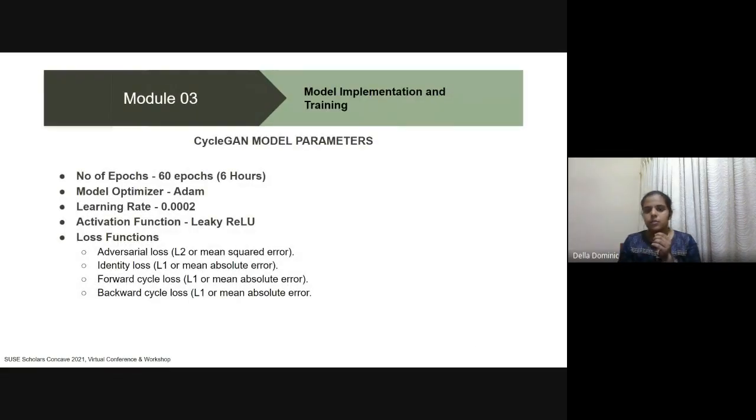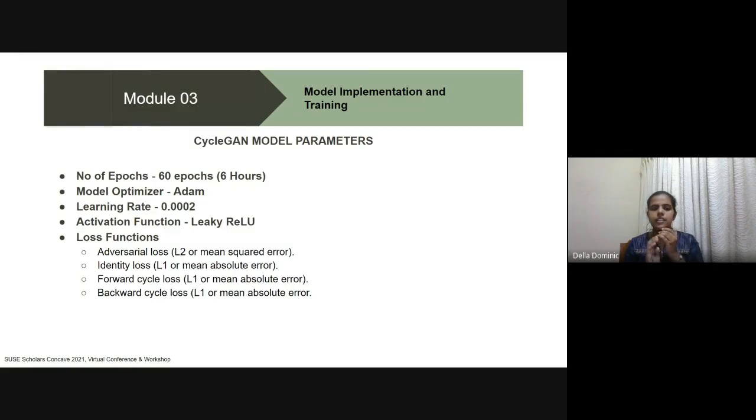Now coming to the most important part, model implementation and training. We employed a k-fold cross-validation method. For each fold, the number of epochs was 60, the model optimizer used was Adam, the learning rate was 0.0002, and the activation function was leaky ReLU. As mentioned earlier, the loss functions involved are the forward cycle loss, backward cycle loss, and adversarial loss.